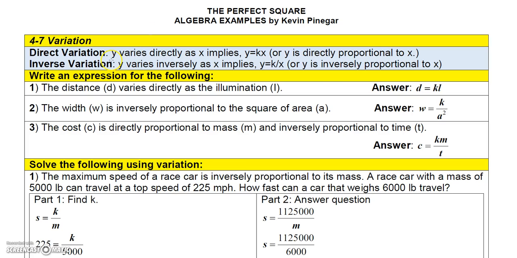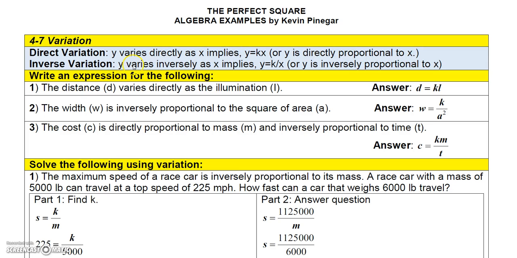Okay, the last section for this module or chapter is a variation section, and in this section I want to talk about two types of variation. One is direct variation. Now for a direct variation we say y varies directly as x, and so if y varies directly as x, then that implies that y is equal to some constant times x. Another way to say y varies directly as x is to say y is directly proportional to x.